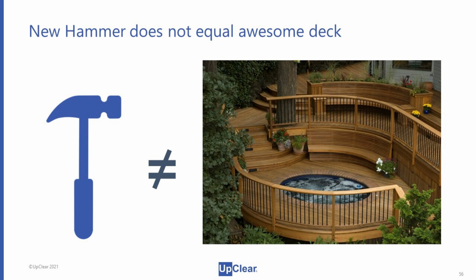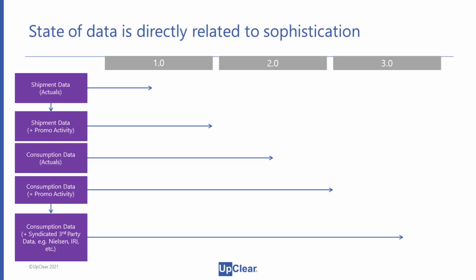Okay, so we've gone through our 6 topic areas, but we also indicated we'd share some ideas on strategies if you aren't where you want to be. And to start that discussion, I'd like you to consider this: a new hammer does not equal an awesome deck. So whether you're in 1.0, 2.0, or 3.0, successfully activating these capabilities requires a good foundation. In this case, it's a lot of work around data, careful planning, resources, and skill sets. Let's start by talking about that foundation.